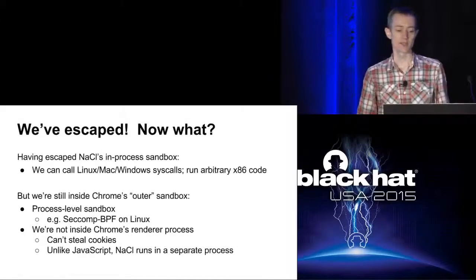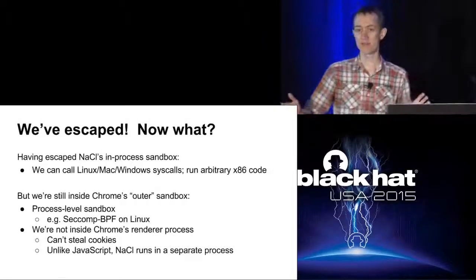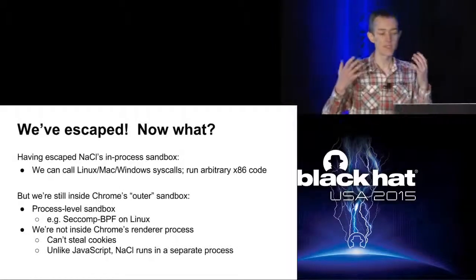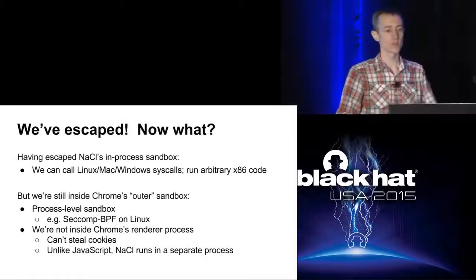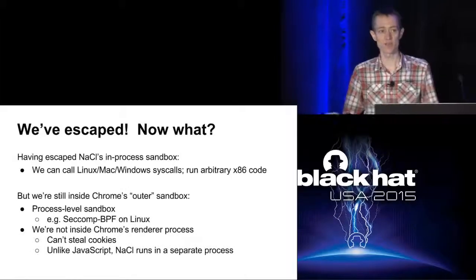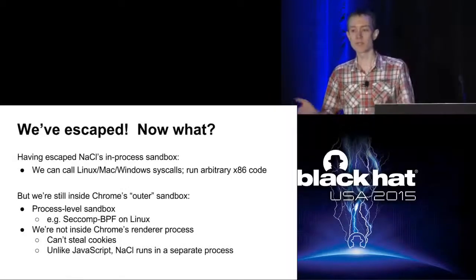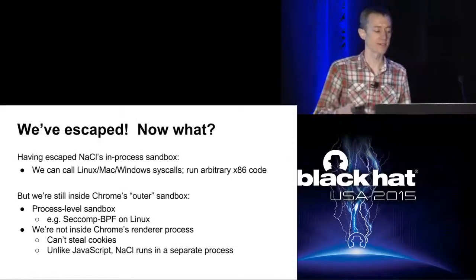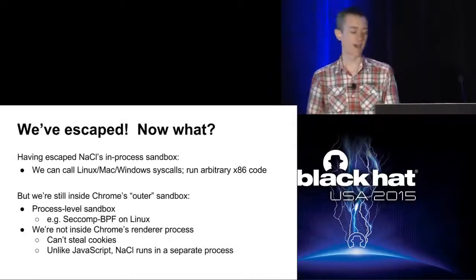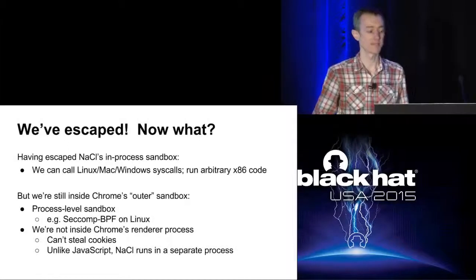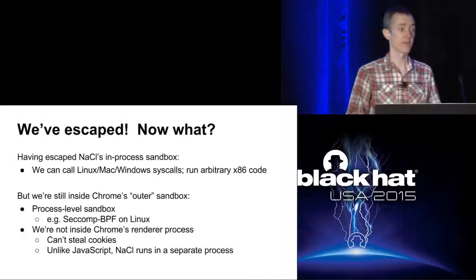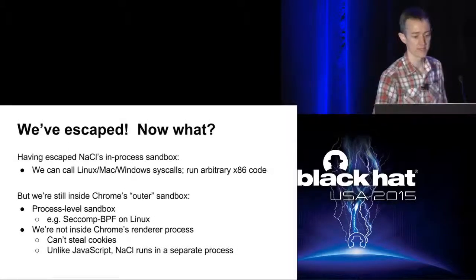Okay, so I've described how you can escape the NaCl sandbox. Once you've done that, what can you do? Well, there's actually not an awful lot you can do because we're still inside a process level sandbox that's fairly strict, and we're not inside the renderer process, so you can't steal cookies. But we could try escaping from the process level sandbox too, and that's what the next exploit tries to do, although it's not specific to escaping from a NaCl process.